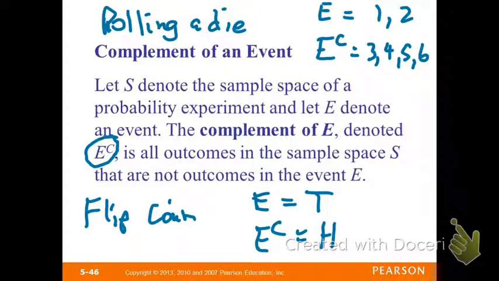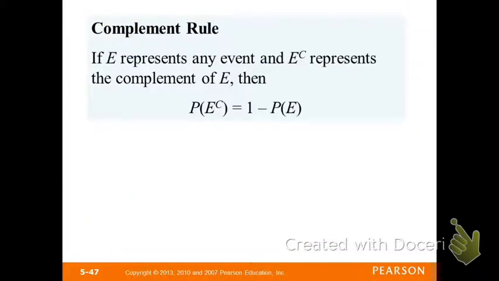Okay, so what we're doing here is getting our definition for complement. Now, this rule is extremely important. The complement rule: if E represents any event and E complement represents the complement of E, then the probability of E complement is equal to 1 minus the probability of E.